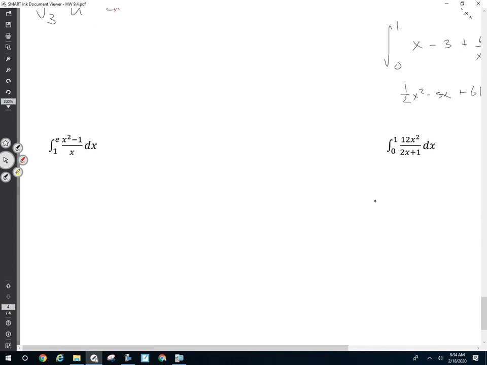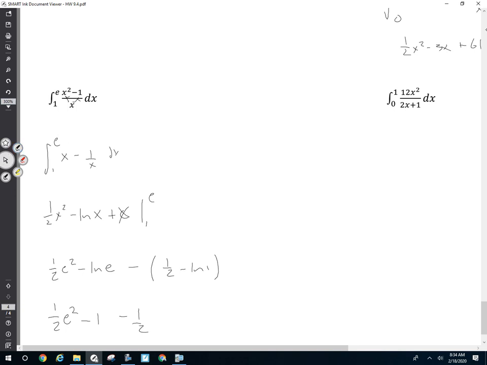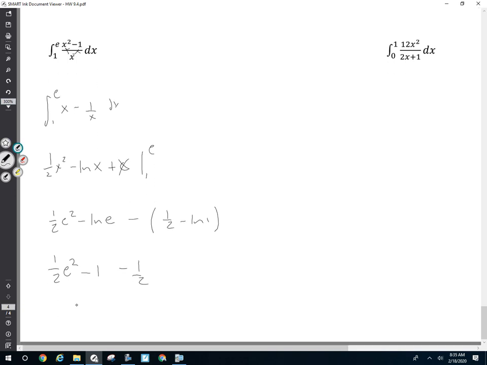Two more. Man, it's just an x. Divide. Just divide. Don't change bases. Don't do anything crazy. This turns into x minus 1 over x. The antiderivative would be 1/2 x squared minus log x plus a c. Don't need it because I'm finding the change from 1 to e. This is 1/2 e squared minus the log of e, which is 1, minus 1/2 minus the log of 1. We need to remember the log of 1 is 0. So this is 1/2 e squared, log of e is 1, minus 1/2. That is 1/2 e squared minus 3/2.